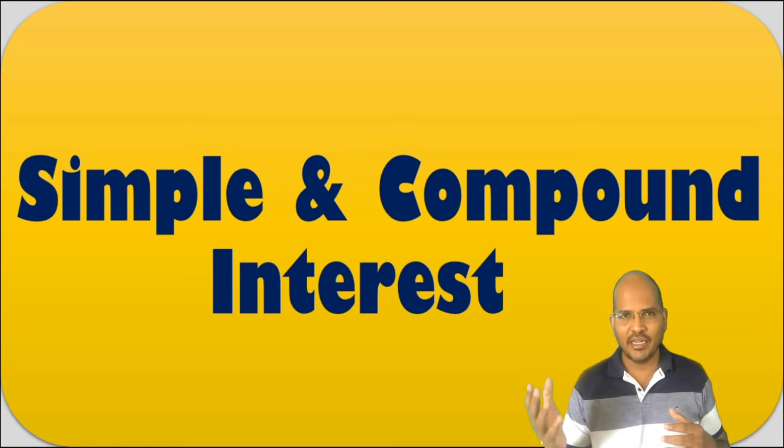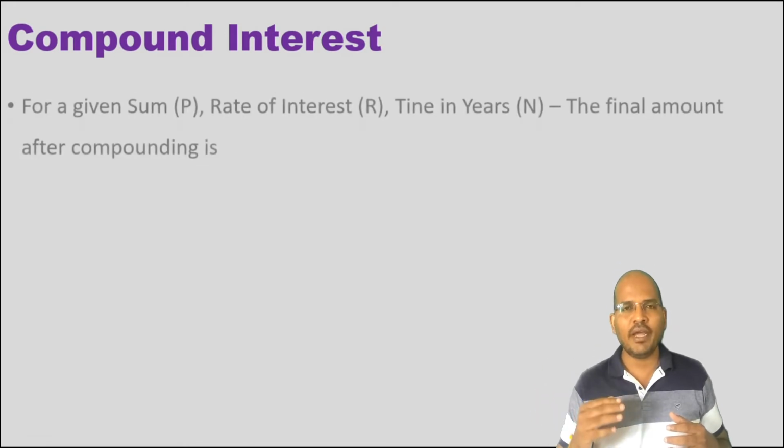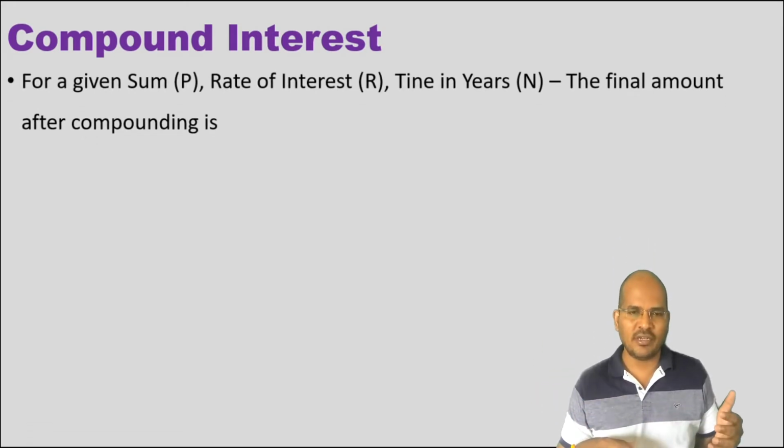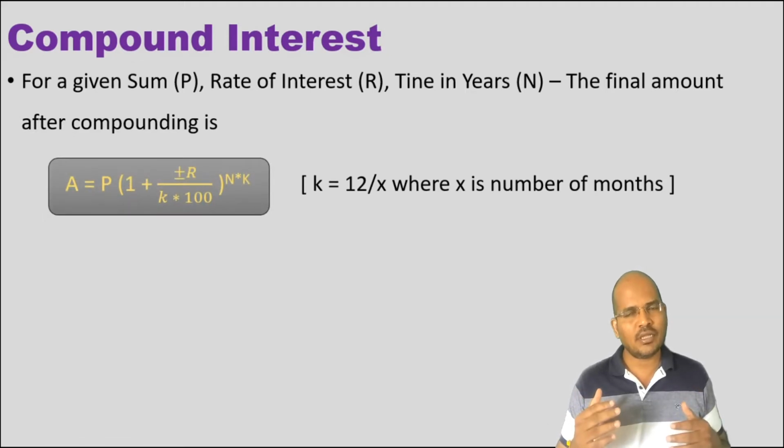So let's get started. Now, what is compound interest? We have learned that we calculate compound interest by taking the interest on the previous interest, isn't it? For a given sum P, principal value, rate of interest R, time n in years, we calculate compounding based on a few factors. The final amount after the calculated compound interest is given by the formula A equals P into 1 plus or minus R upon K times 100 whole power nK. Now what is this K? What is this formula? We learn it in detail, do not worry.